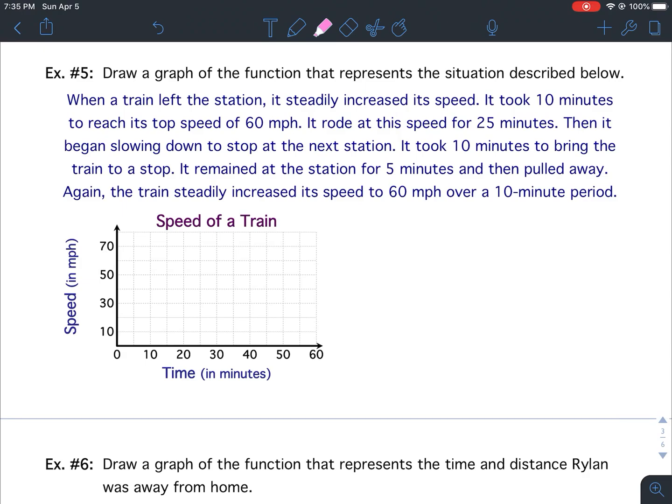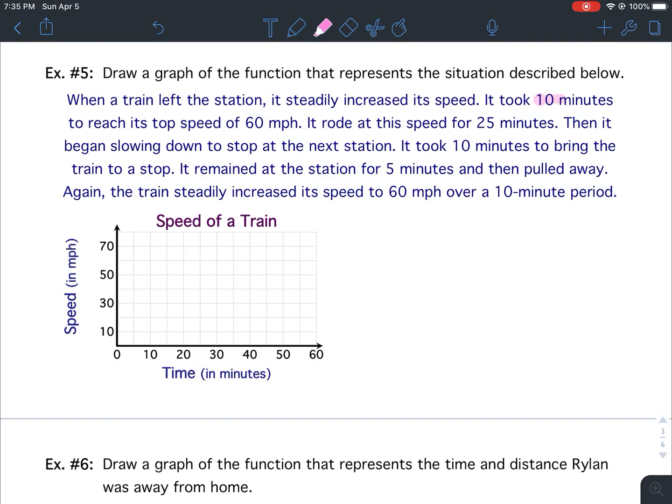Now, what you need to know before we do this problem is a train is not like a vehicle. A vehicle can stop quickly and it can increase its speed quickly. It takes a train much longer to come to a stop and much longer to increase its speed. So that's why there are 10-minute periods that it takes for it to even get up to 60 miles per hour and so forth. Okay, so I'm going to highlight the important parts again, just pay attention.